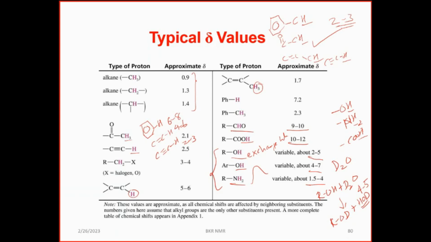If it is attached to a heteroatom, there will be a range. Heteroatom means 3 to 4. This heteroatom can be oxygen or nitrogen, or you can have halogens. So they will be around 3 to 4.